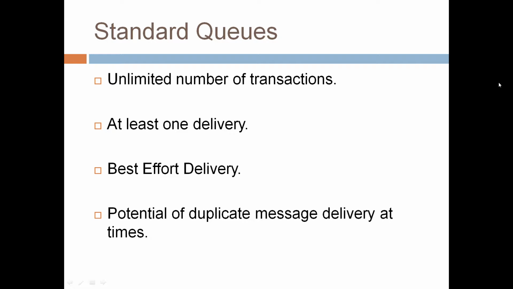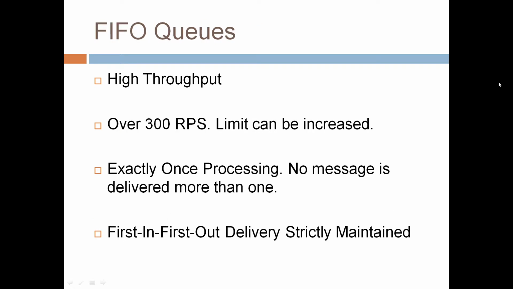Let's go to FIFO queues. FIFO queues are high throughput but have lesser throughput as compared to your standard queues. Standard queues, as we saw earlier, grow with the amount of traffic. FIFO queues have slightly less throughput as compared to standard queues. By default, the transaction limit or the requests per second over FIFO queues is 300. This limit can be increased from the Amazon support page.